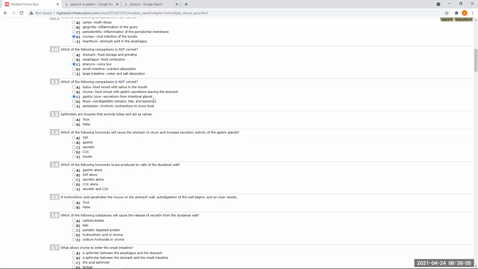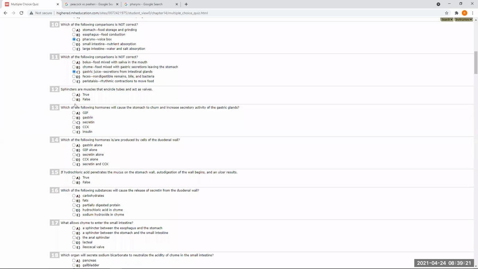All right. So gastric juice is secreted from the stomach. Well, it's the chief cells in the stomach that actually secrete gastric juice. Right. So that's very important there. Let's look at the next one, number 12.